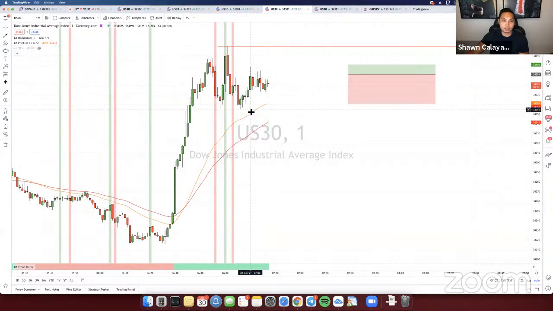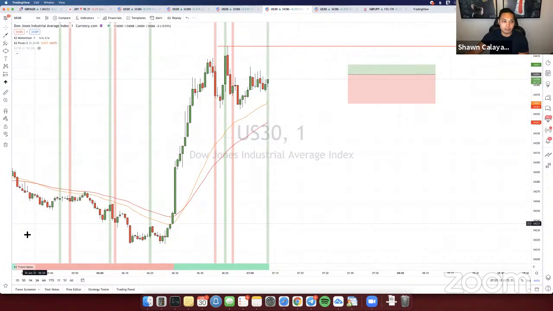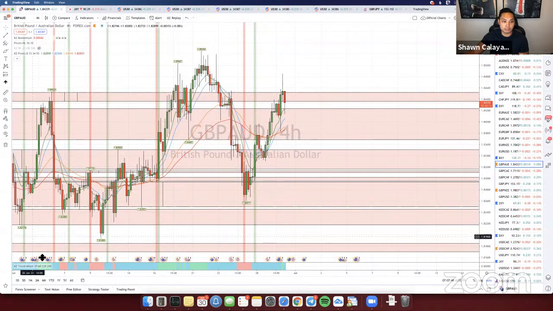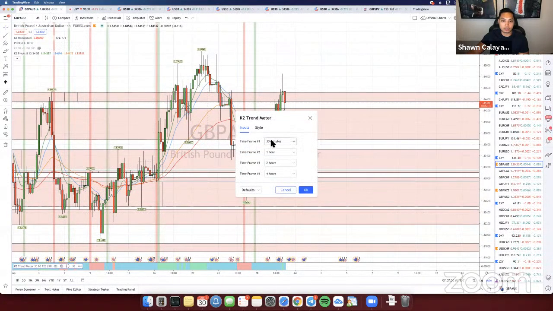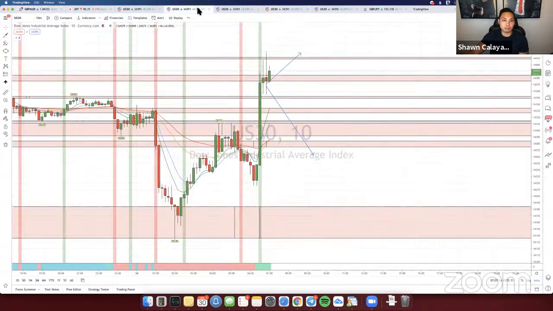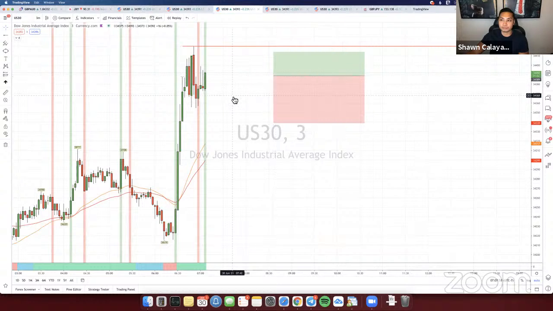depending on what you're trading, if you're scalping, then you want to have it set to the same chart. So if you're scalping on the 1 minute, then you can go to the trend meter right here and change this all to the same as chart. If you're trading intraday, like Forex pairs, the default setting is intraday settings. So the default settings here are 30-minute, 1 hour, 2 hour, and 4 hours. So you can see what the overall trend is on those time frames. But that's pretty much how you would set it up.